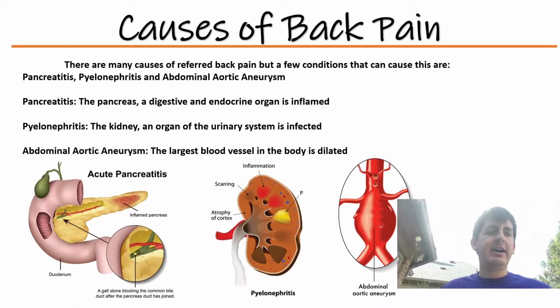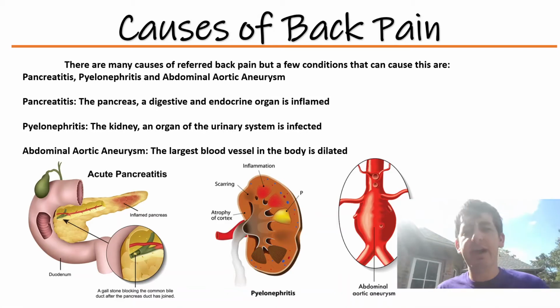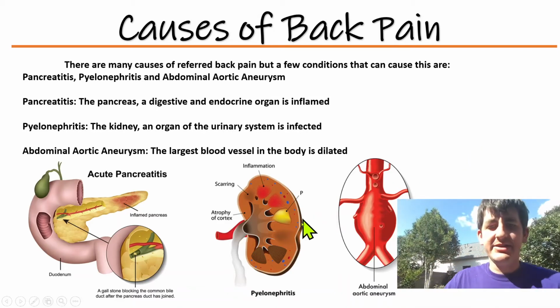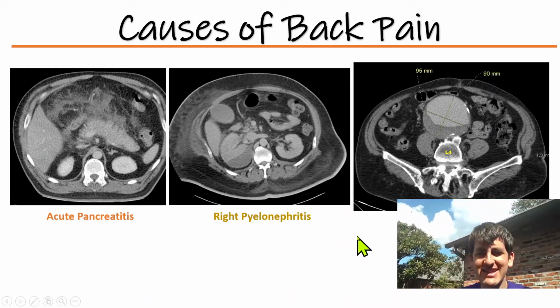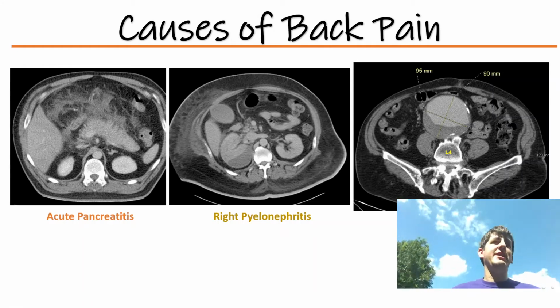And then abdominal aortic aneurysm. This is where the largest blood vessel in the body is dilated, and we can see that down here. All right, so these are CT scans. This is pretty cool, and this will show why these things can cause back pain.